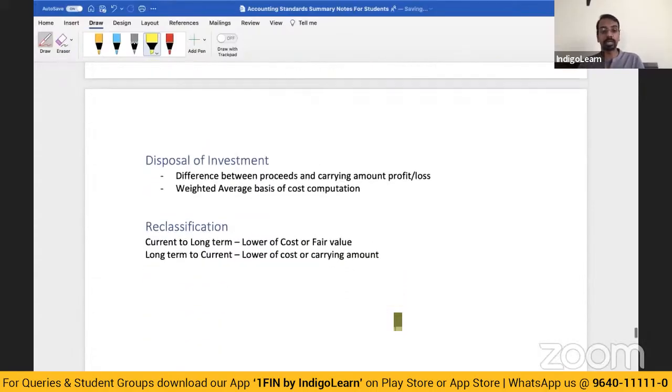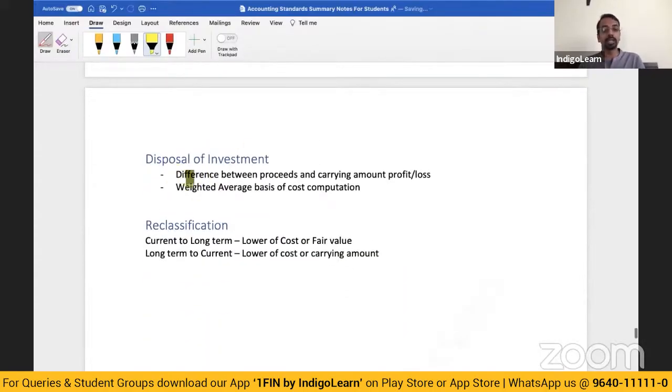Now let us move on to the next aspect of disposal. So whenever there is a disposal of investment, difference between the proceeds and carrying amount will be credited to the P&L. You will use weighted average basis of computation. You will not use first in, first out. You will use weighted average.